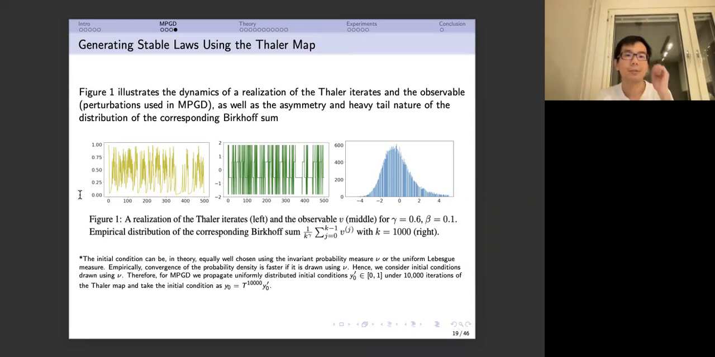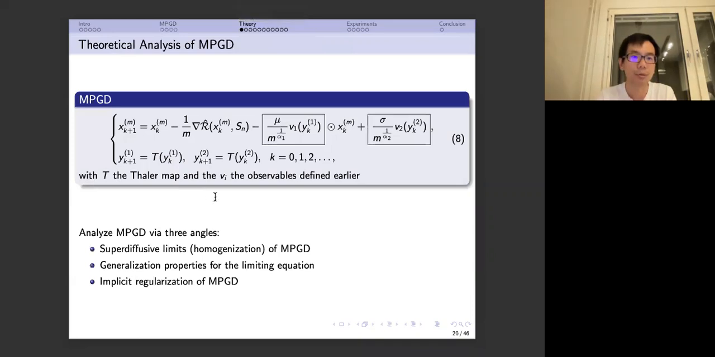So just to recap, we have MPGD, and basically it's defined by a couple of differential equations where the driving dynamics comes from iterating a Taylor map, and we choose the observable V in the MPGD. These are the perturbations in the MPGD in such a way that when we take certain scaling limits, it can be shown to converge to an SDE driven by a Levy process. So this is basically the thing that I'm going to talk about next.